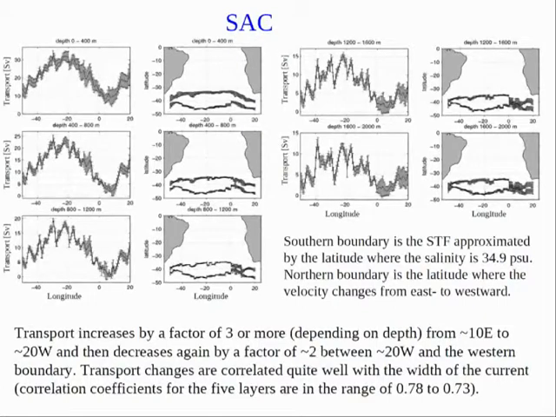Basically, what happens is that the width of the current changes quite significantly depending on the position of the subtropical front. And we also have the subpolar front in here, so that squeezes the current together. There's a pretty high correlation in all the 5 layers between the width of the current and the transport. It's 0.78 at the surface and 0.73 in the deepest layer.